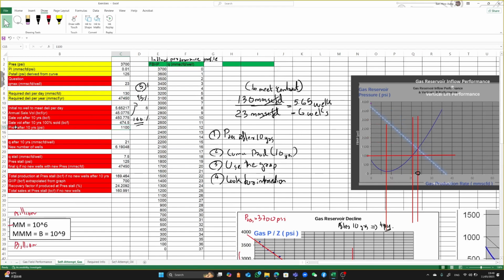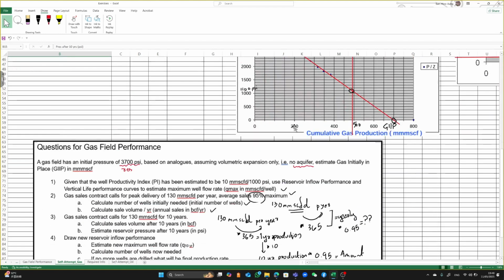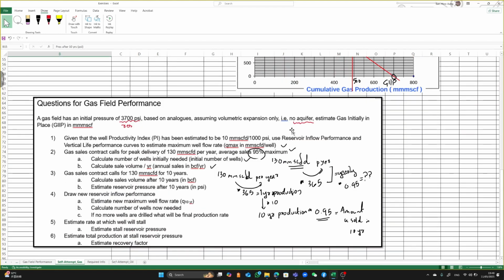I have written here, pressure of reservoir after 10 years, which is 1100 psi. Okay, so we have successfully gone through this one and this one. So what does question number 4 ask us? Estimate the new maximum well flow rate after 10 years. Draw the new reservoir inflow performance. Estimate a new maximum well flow rate after 10 years.